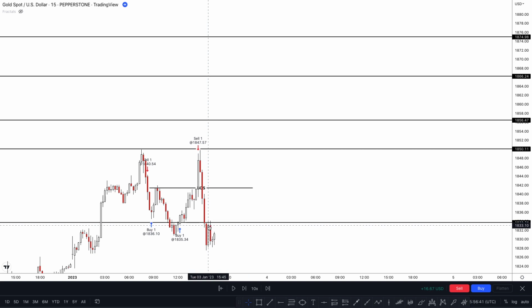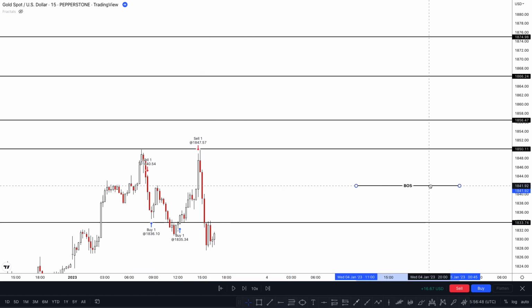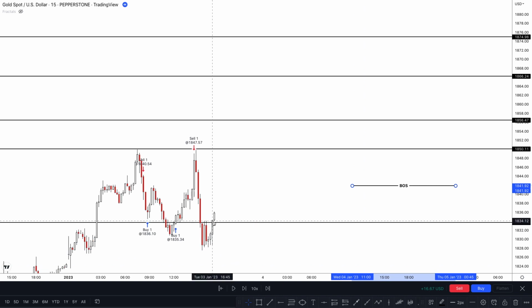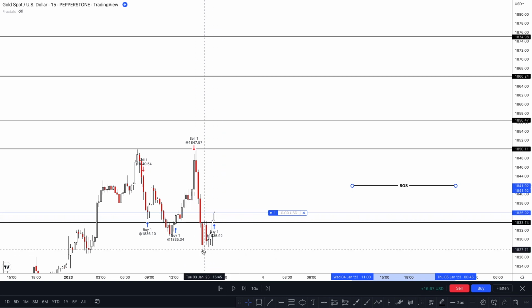And we can see here there was a rejection off this level. So we're looking for a break of structure right over here. Let's just move this out of the way. There you go. So we've had an entry, and I'm going to enter this a bit late right here. My first entry would have ideally been a bit lower. My stop loss would have been below here. My take profit is all the way up here. So let's see what happens.